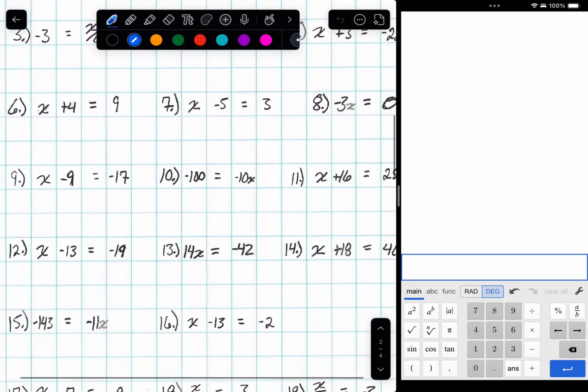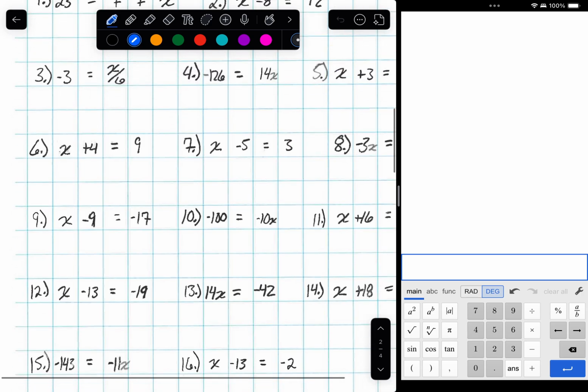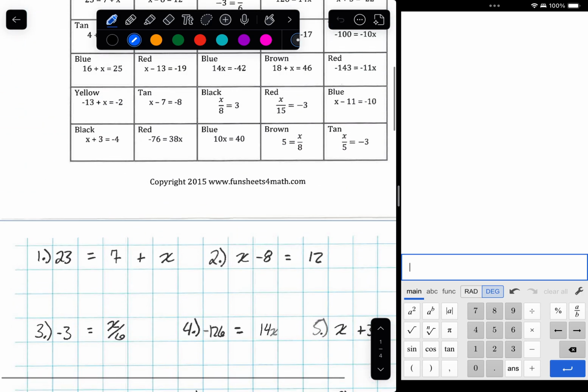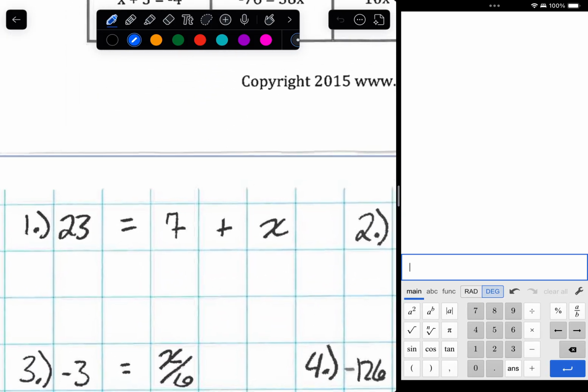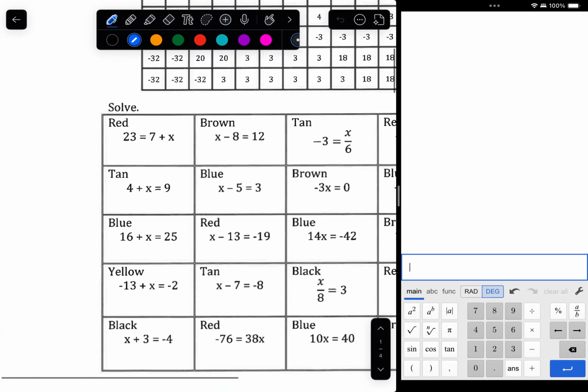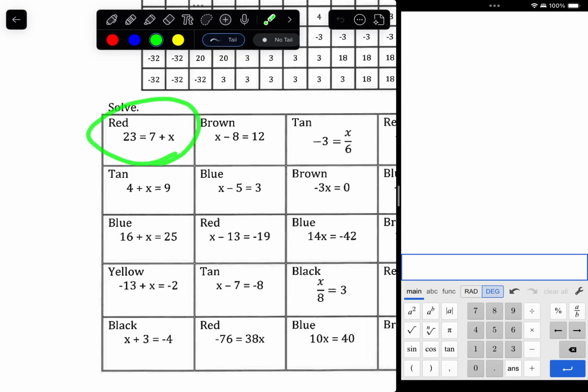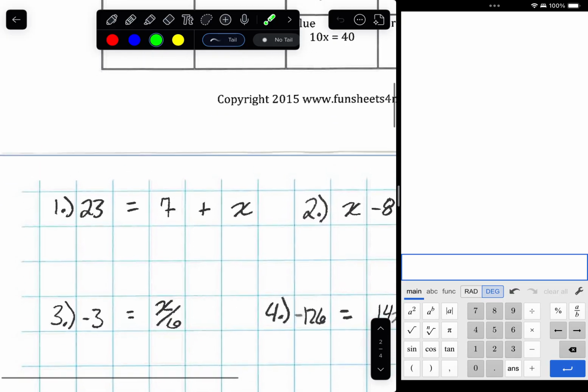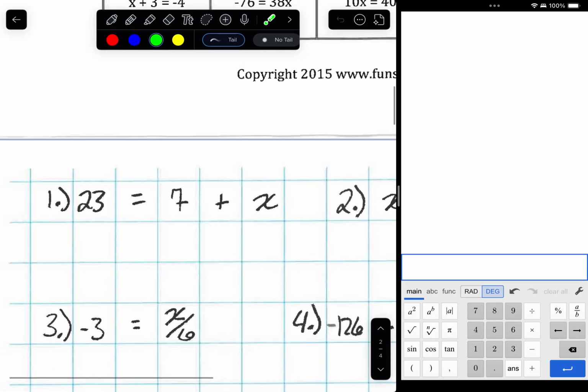If you just want to do the 25 problems, you can do that too. But they're all one step. So everything should take one inverse operation. So number one, and I'm just grabbing it from here, 23 equals 7 plus x. And I rewrote it here so you have room to kind of mess around.